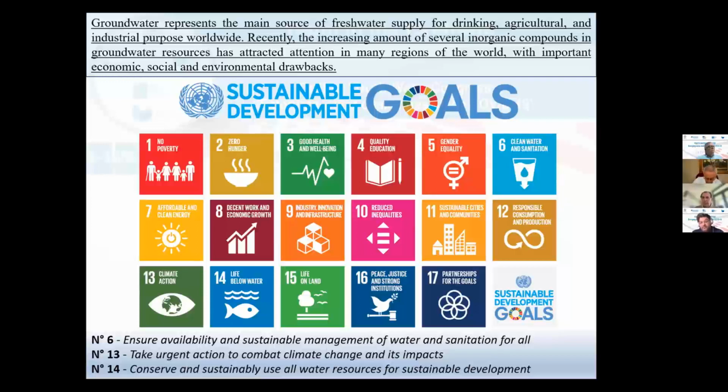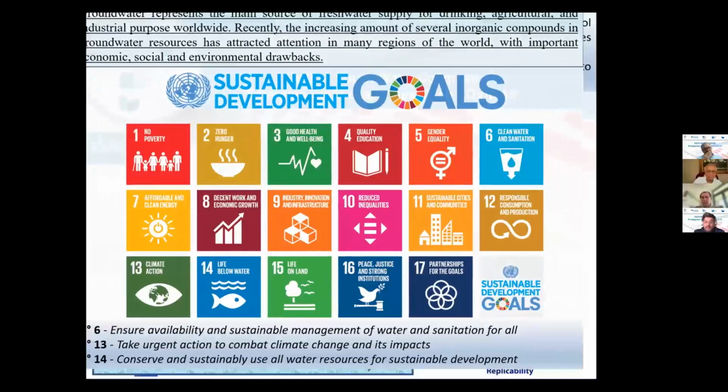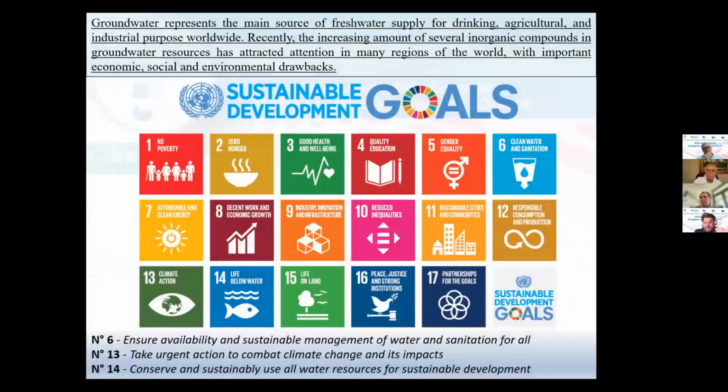The necessity to ensure the sustainable management of water and sanitation for all, in order to ensure groundwater supply for human consumption; the necessity to manage and protect water resources from climate change; and to conserve the sustainability and the biodiversity of groundwater and surface water resources. And unfortunately, groundwater pollution is a serious issue that can make all these three goals unachievable.